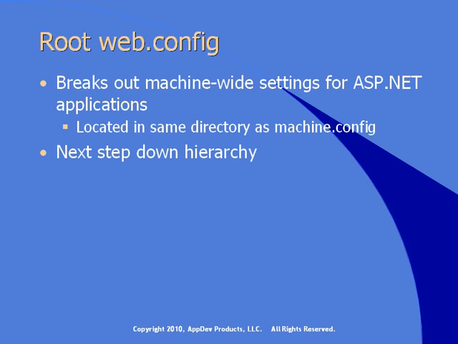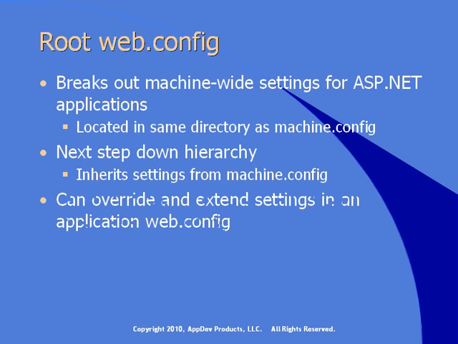So it's the next step down the hierarchy, and as you're going to see shortly, you can get pretty deep down into the hierarchy with various configuration files. It inherits settings from machine.config, and these settings do things like register core HTTP handlers and modules, set up rules for browser support, and define security policy, and a whole lot more. Each ASP.NET application inherits default configuration settings from the root web.config. However, you can continue to override and extend the settings in an application web.config file.